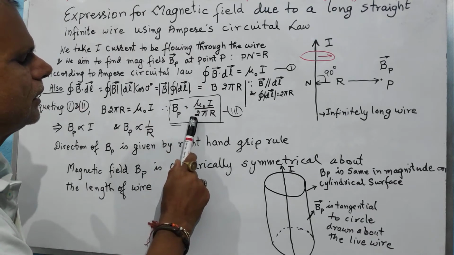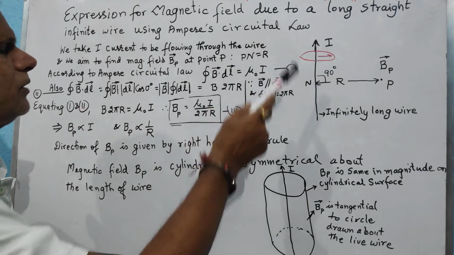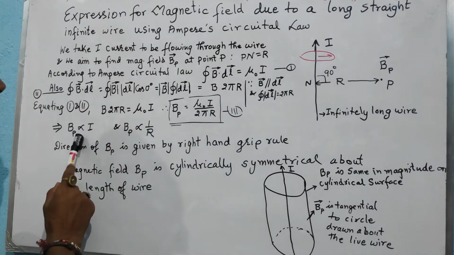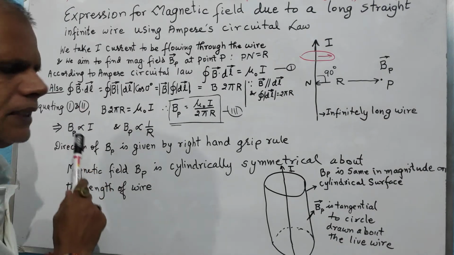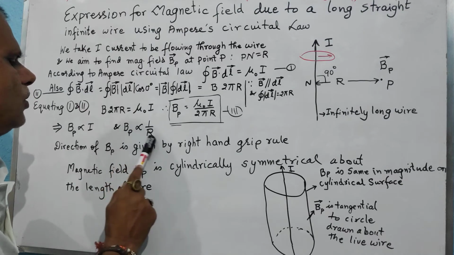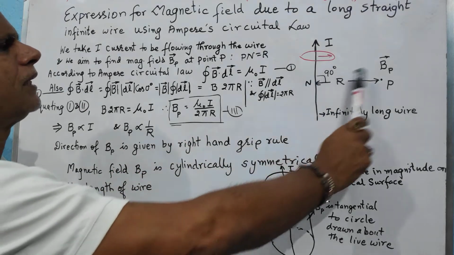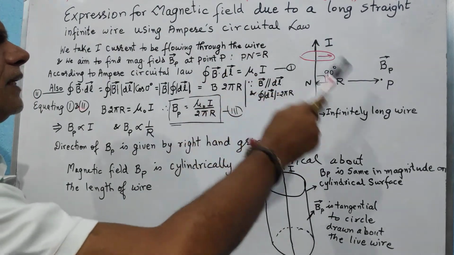From this equation we also see that the magnetic field due to the infinitely long wire is directly proportional to the current flowing through the conductor. Greater the current, greater will be the magnetic field. And it is also inversely proportional to the perpendicular distance of the point considered where we have to find the magnetic field.